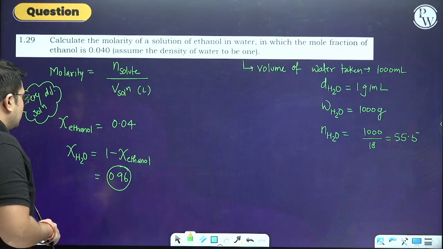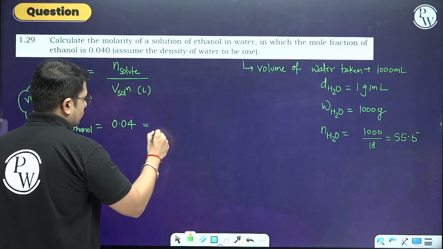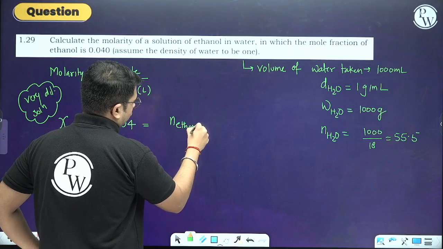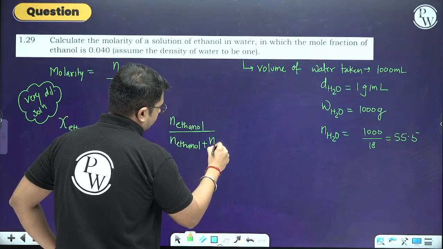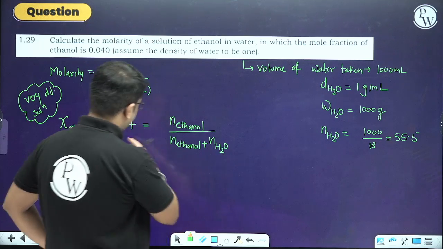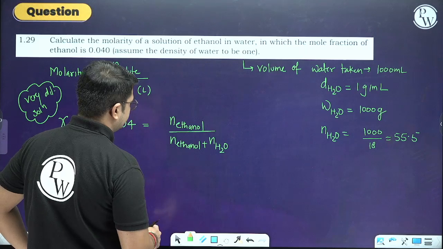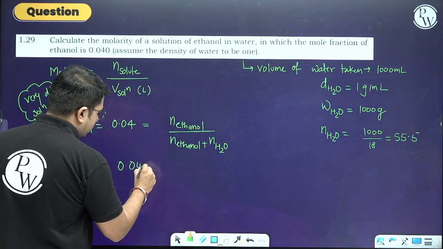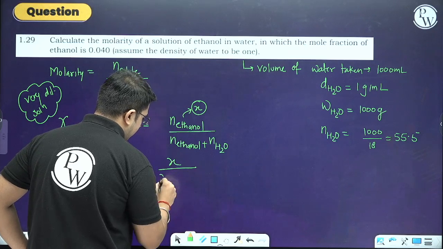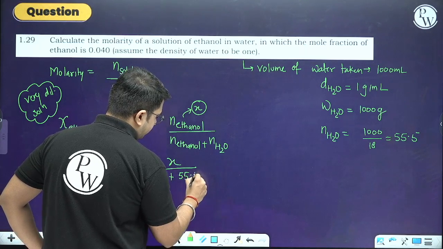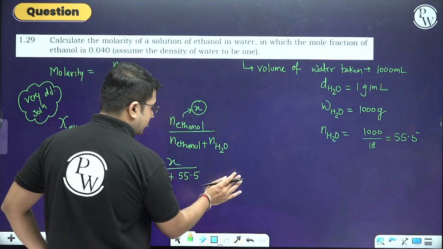Now what can I say? I can say that the mole fraction will be equal to the number of moles of ethanol divided by the number of moles of ethanol plus the number of moles of H2O. That is the actual expression of mole fraction. So 0.04 will be equal to x upon x plus 55.5, where I am assuming the number of moles of ethanol is x. Or, if I want, I can use 1000 by 18 also.